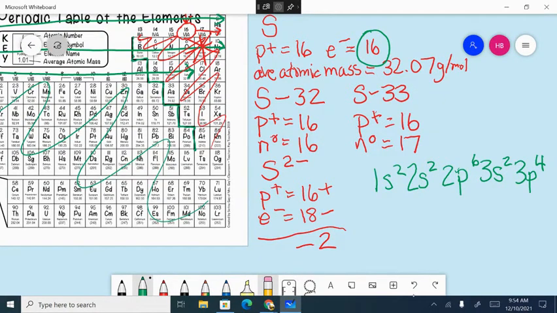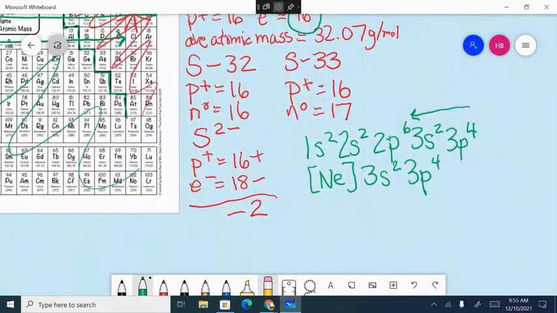If we want to do the abbreviated configuration, we go backwards to the previous noble gas, which is neon. And neon sits at the end of 2p. So if I put neon in brackets, that represents all 10 electrons that belong to neon all the way through 2p6. Then I have to represent the outer shell electrons, which happen to be my valence electrons. Those are my 6 valence electrons. When I do my dot diagram, I put my 2s electrons up here, and then 1, 2, 3, 4 p electrons over here.